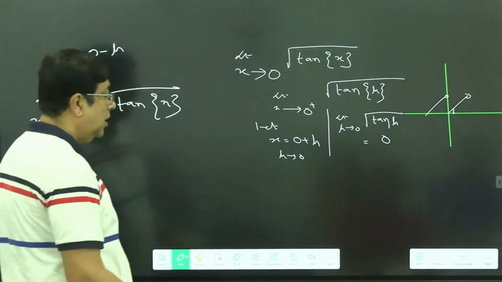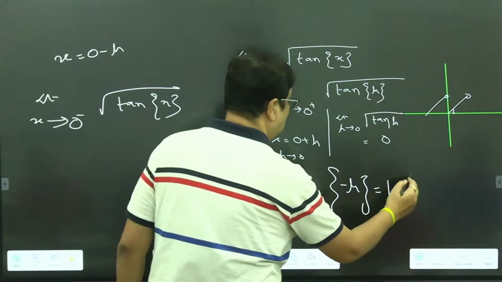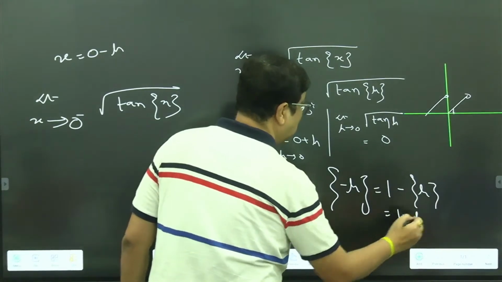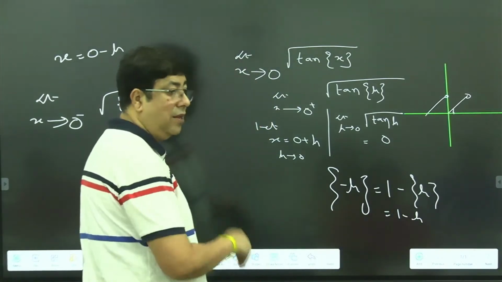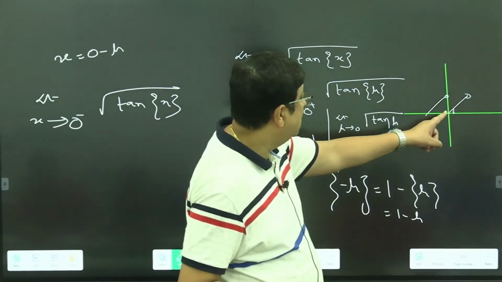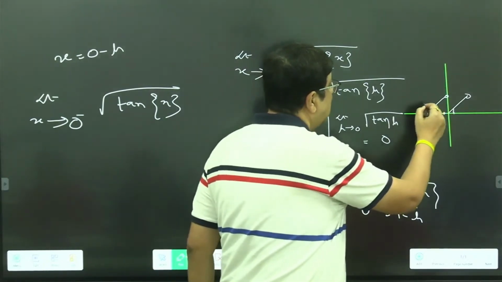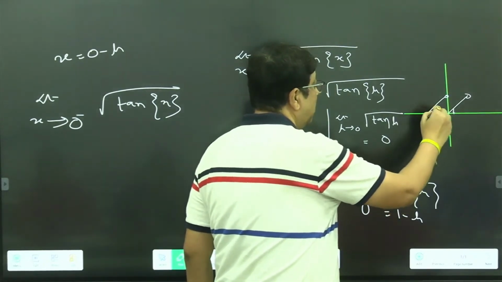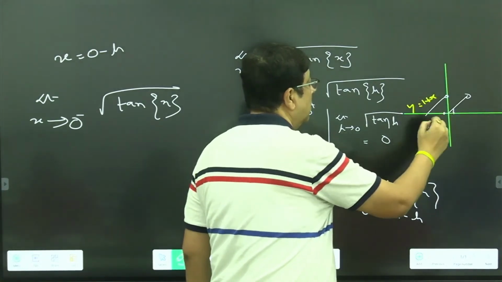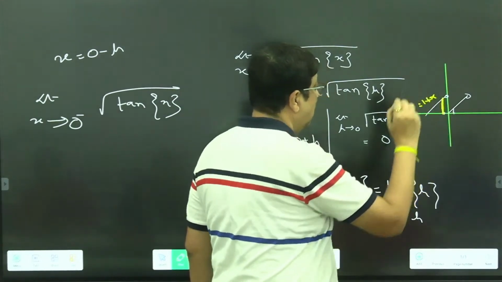Obviously, fractional minus h means 1 minus fractional h. It means 1 minus h. Why is it? What is the reason behind it? Just see, when anything is lesser than 0, in this portion the curve is y equal to mx plus c. It means this is 1 plus, y equal to mx plus c. So here this is coming 1 minus h.